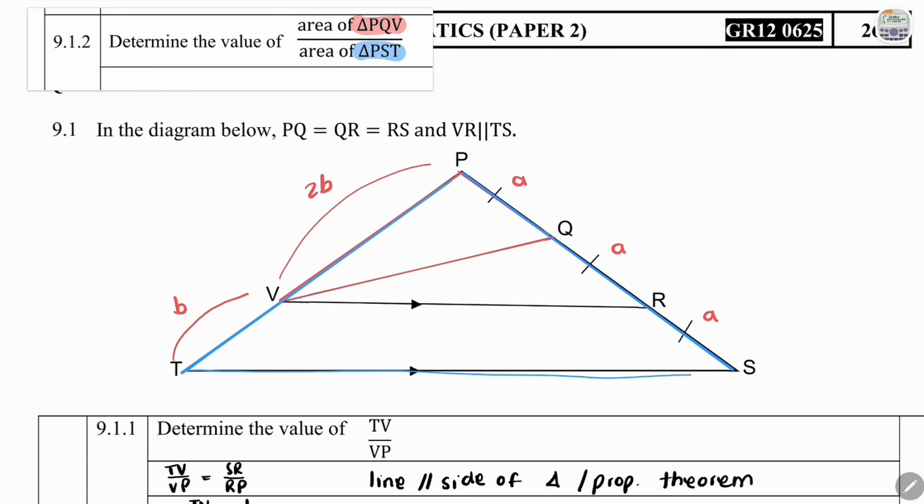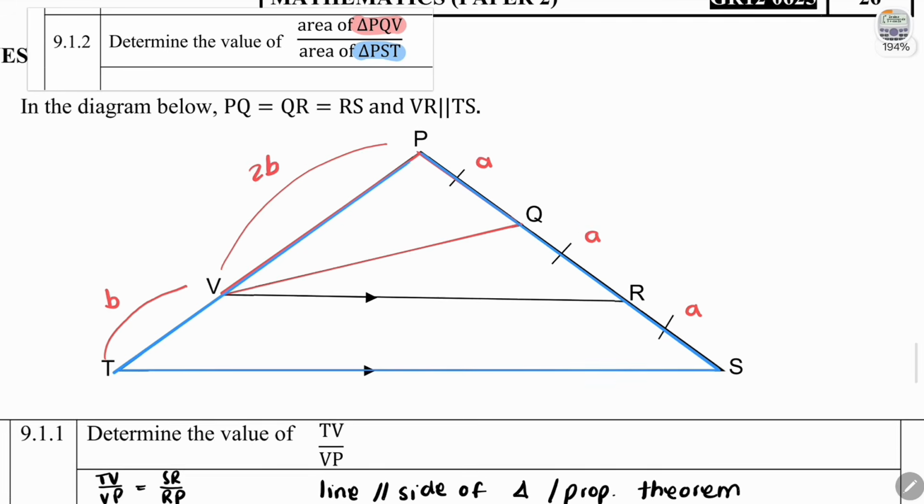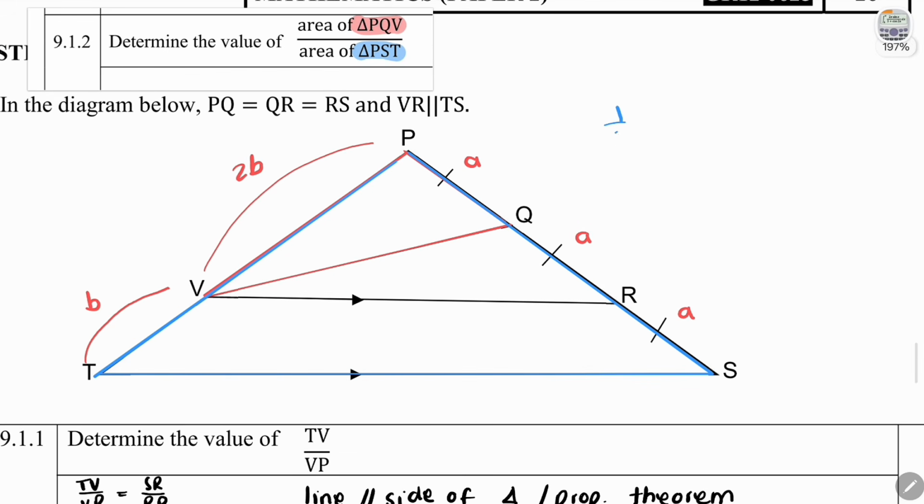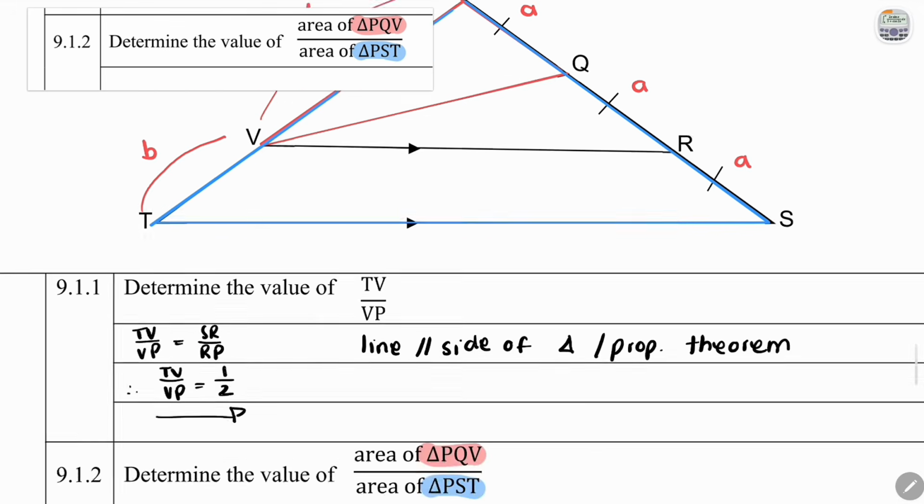Okay, so how will we find their areas over each other? Well, we definitely cannot use a half times the base times the height because we don't have a perpendicular height in both triangles. However, we can use the area rule. With the area rule, you're going to have one single angle, and it would work if both triangles have that common angle. We can see that in this case, that is angle P.